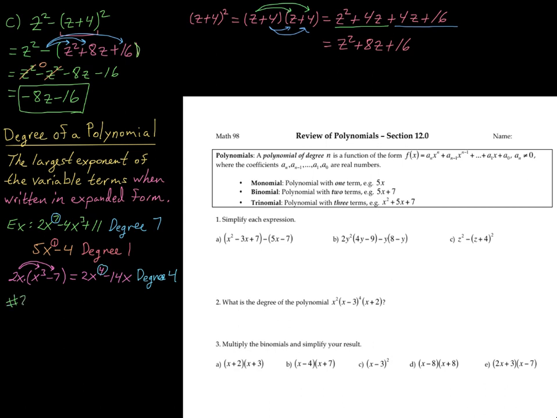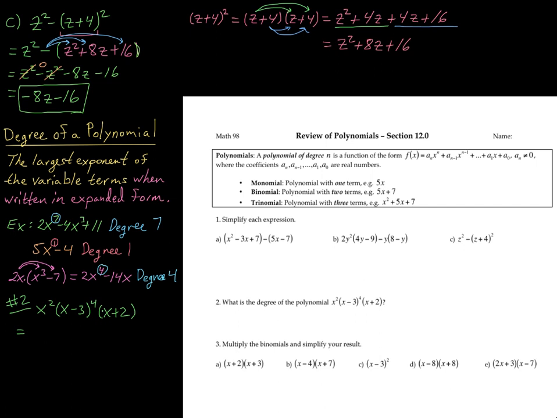Okay, for number 2, we are given this polynomial, x squared times (x minus 3) raised to the fourth power times the quantity (x plus 2). Okay, so this right here is definitely not an expanded form. We could do lots and lots of multiplying out here. And in fact, we are going to do some multiplying out, but fortunately when we're asked to find the degree, we just want the largest exponent.